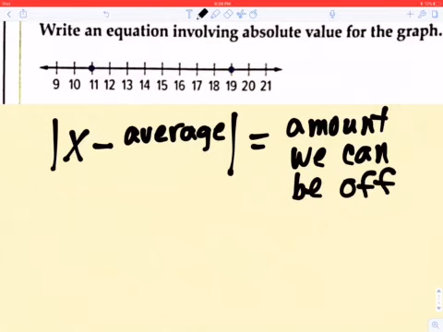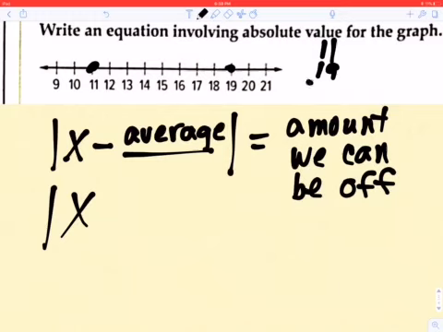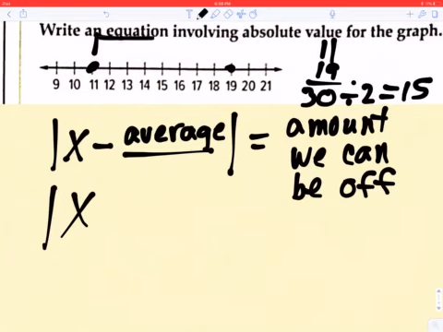So the first thing I need to find is the average. The x is just going to remain the x. The average is going to be the average, or the spot in between the 2 points that are graphed here on the line. So to find the average, I'm just going to do 11 plus 19. That obviously gives me 30. And then 30 divided by 2 means the average, or the midpoint between those two places on the number line, is right here at 15. So that is our average.